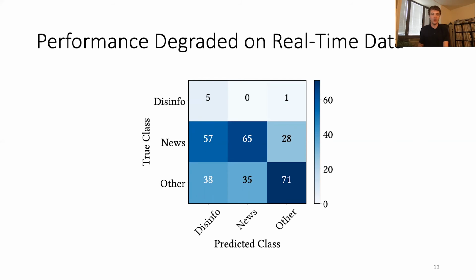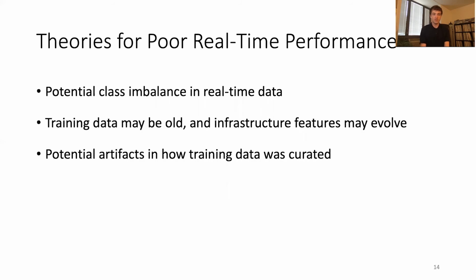So what does this all mean? Why would the performance have so radically degraded? Well, we have a couple of theories. One is that there might be a massive class imbalance in the real-time data between the disinformation class, news websites, and other websites. As I described earlier, in our training data we nearly equally balance the 3 classes, but in the real world, it might be the case that there are far more news websites and non-news websites being posted to Twitter than disinformation websites.